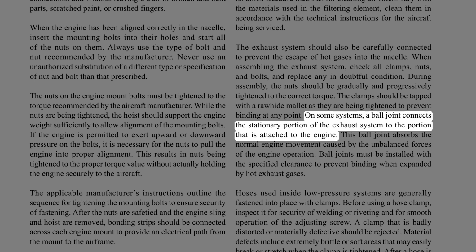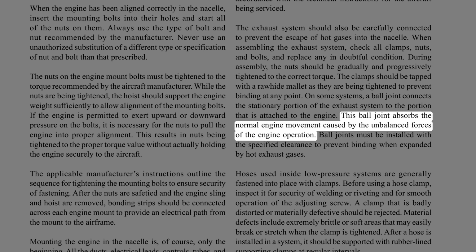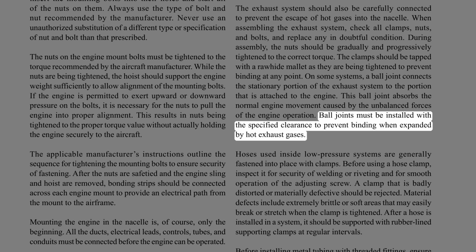On some systems, a ball joint connects the stationary portion of the exhaust system to the portion that is attached to the engine. This ball joint absorbs the normal engine movement caused by the unbalanced forces of the engine operation. Ball joints must be installed with the specified clearance to prevent binding when expanded by hot exhaust gases.